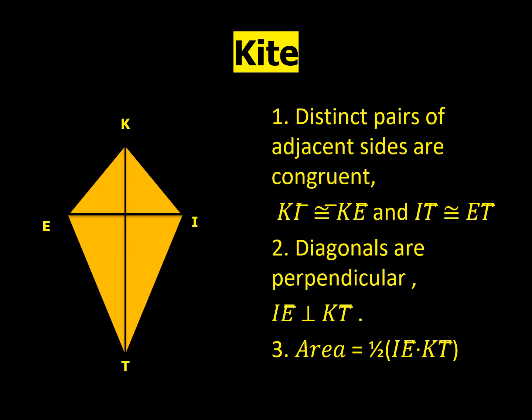And then number 2, we have diagonals are perpendicular to each other. So line segment IE is perpendicular to line segment KT. And also we have the area is equal to 1/2 the product of the two diagonals. That's why we have here 1/2 times the quantity IE times KT, the distance from I to E times the distance from K to T.